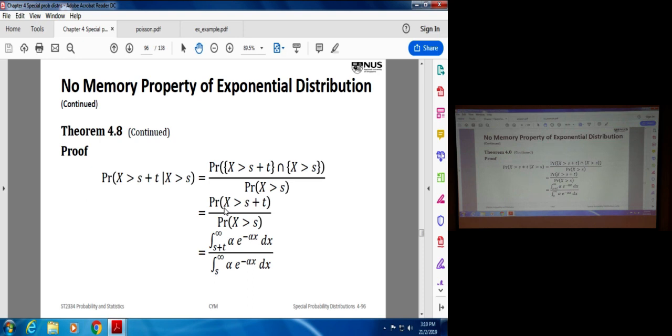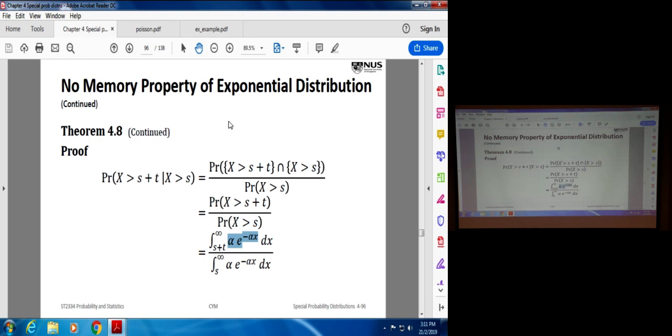So now what do I want to do? I want to compute the probability that x is bigger than s plus t and the probability x is bigger than s. Well, I know how to do that because I know the probability distribution. Remember, we use the information that the random variable x is an exponential. So the probability x is bigger than s plus t is the integral between s plus t and infinity of the PDF, which is alpha e to the minus alpha x. And the probability x is bigger than s is the integral between s and infinity of alpha e to the minus alpha x dx.